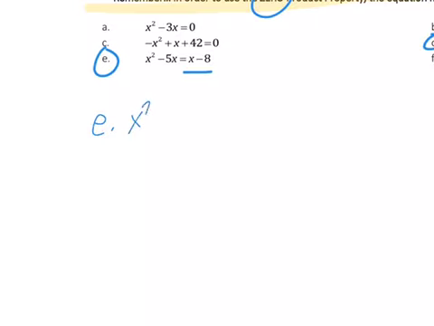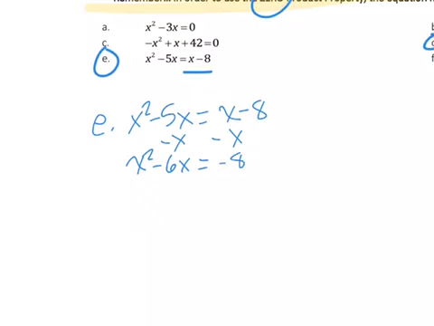E, I've got x squared minus 5x equals x minus 8. I can get one of these sides equal to 0. All I'm going to do is subtract x on this side. So now my new equation is x squared minus 6x equals negative 8. So now I'm just going to add 8. Remember, 8 is not like any of these other terms, so I can't combine that anywhere. So it's just going to be a trinomial expression of x squared minus 6x plus 8. Now it's set equal to 0.